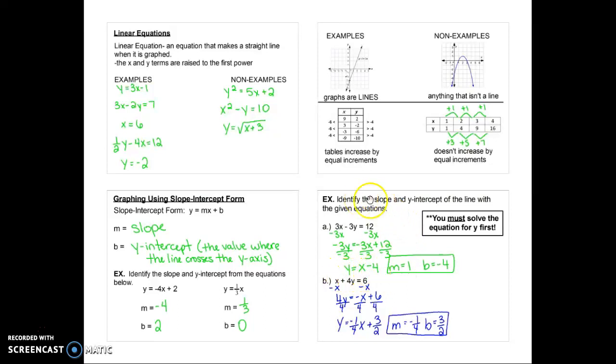Now you can actually answer the question of identifying the slope and the y-intercept. So your slope, your m value, equals 1. Your b is equal to negative 4.